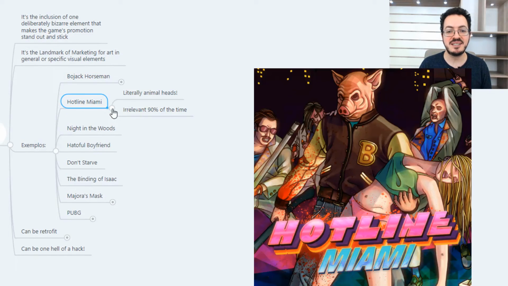Now look at Hotline Miami, because it uses literal animal heads in its promotion, right? And it draws attention. From a gameplay standpoint, a game design standpoint, the game would totally make sense without those weird looking masks. But because it has those masks, it's easier to promote because it draws attention. Even in the game, this is irrelevant most of the time. It's not important at all. Those masks could be anything else, or they could even not exist and the game would still stand. But because they have that, it's easier to draw attention. When you see a poster for that game, it immediately draws attention because it looks strange. So that's a literal implementation of a BoJack head.